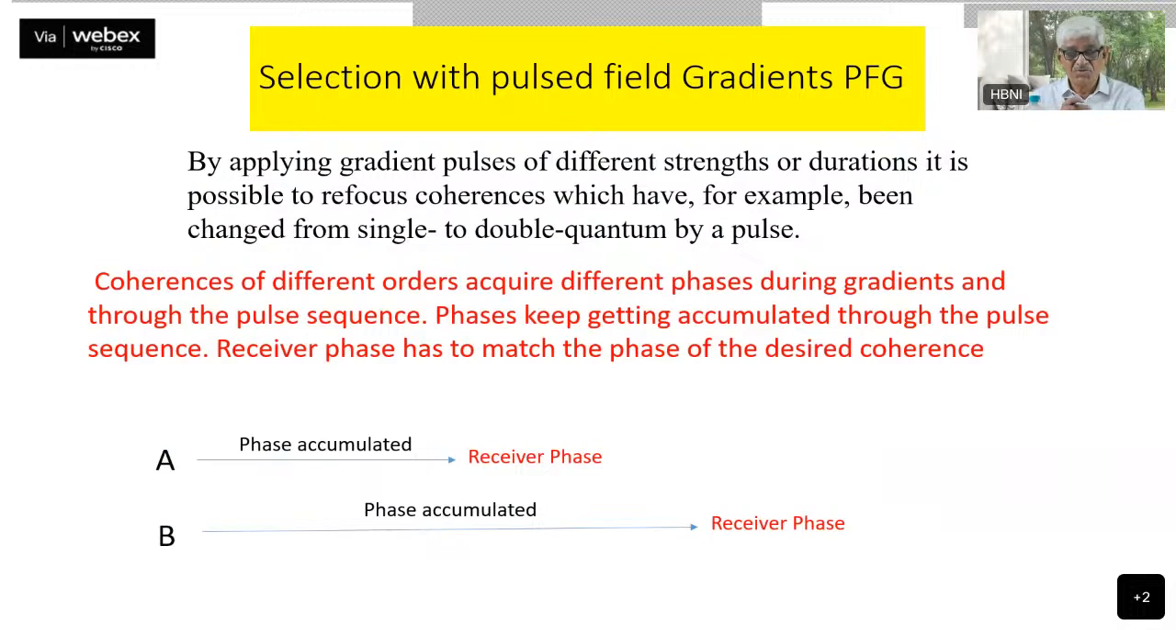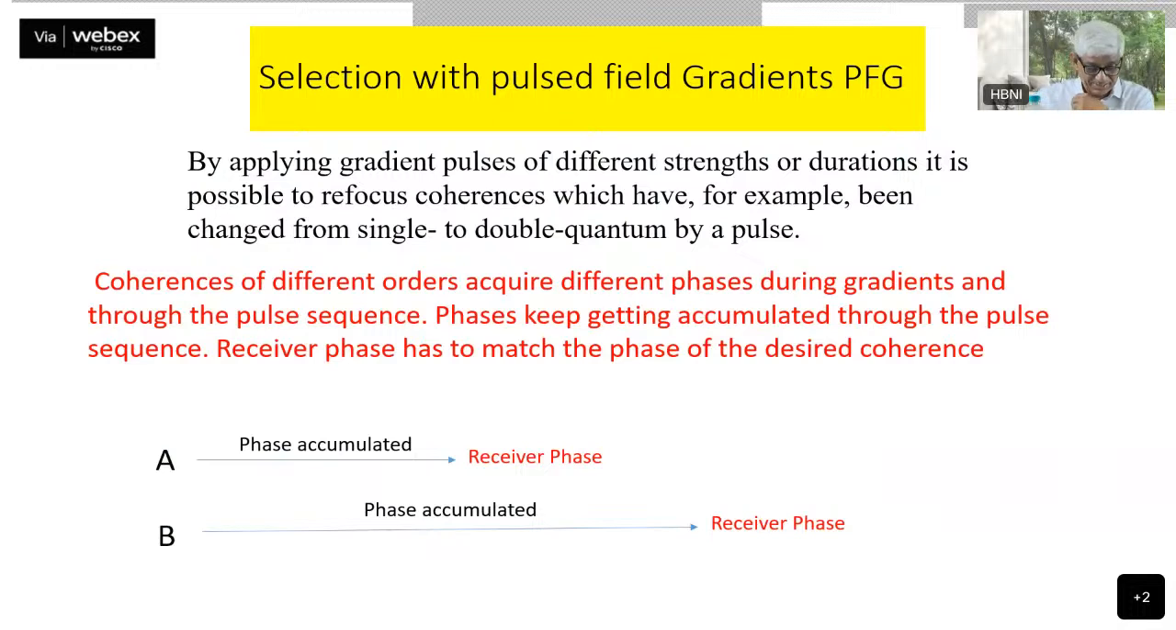Okay, now how do we use this? Selection with pulse field gradients. By applying gradient pulses of different strengths or durations, it is possible to refocus coherences which have, for example, been changed from single to double quantum by a pulse. Coherences of different orders. Before I read this, I want to explain that here.